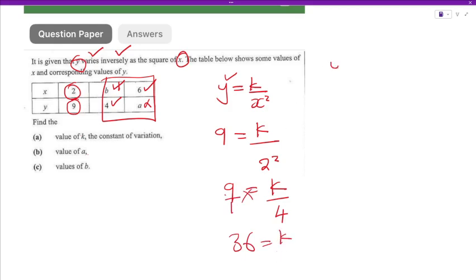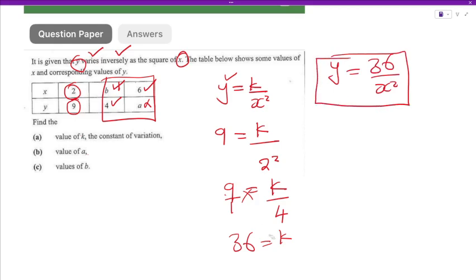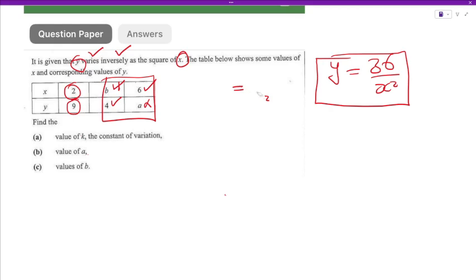We now go back to our formula. Where there's k, we put 36, and then we say x squared. That is now our official formula. Once you've done that, you are good to go. So now we go to the table. We're asked to find the value of what? The value of a.